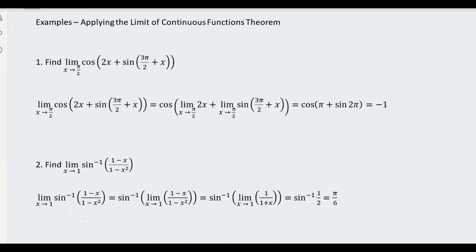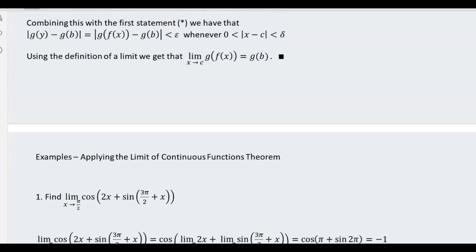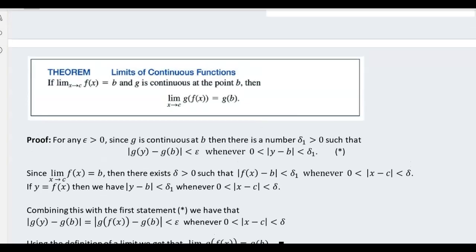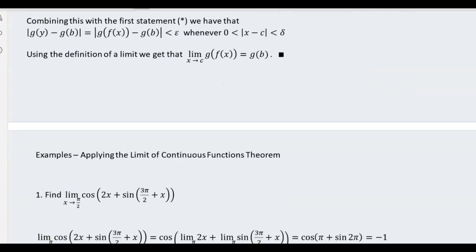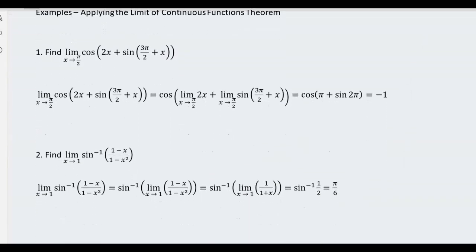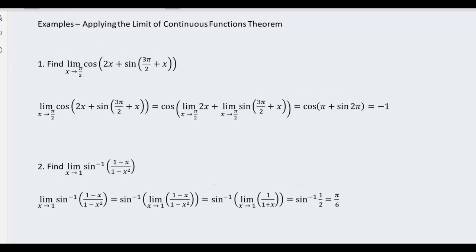So let's use this idea of continuous functions. Again, the main thing that's important to take away from this is that I have two different functions and they are separate from one another. And so I can separate them in a way that helps me analyze what's happening. As is the case in this example, I have cosine is its own function, and then I've got this other function on the inside, right? 2x plus the sine of something.